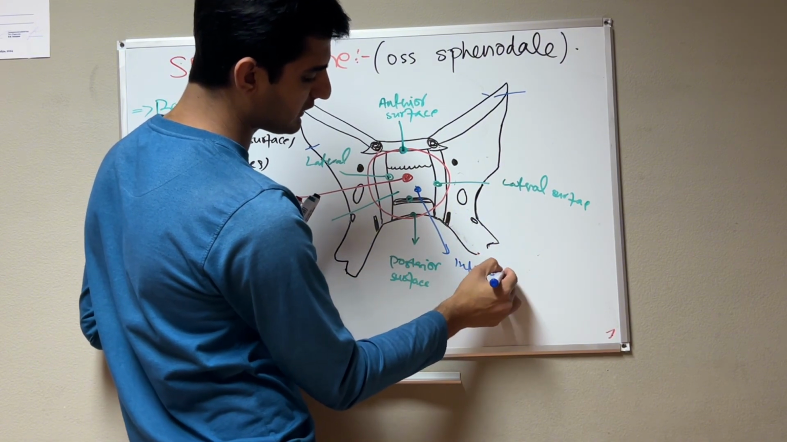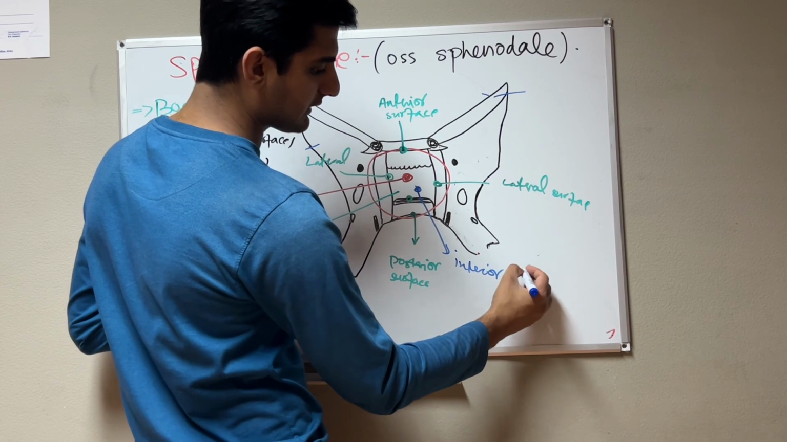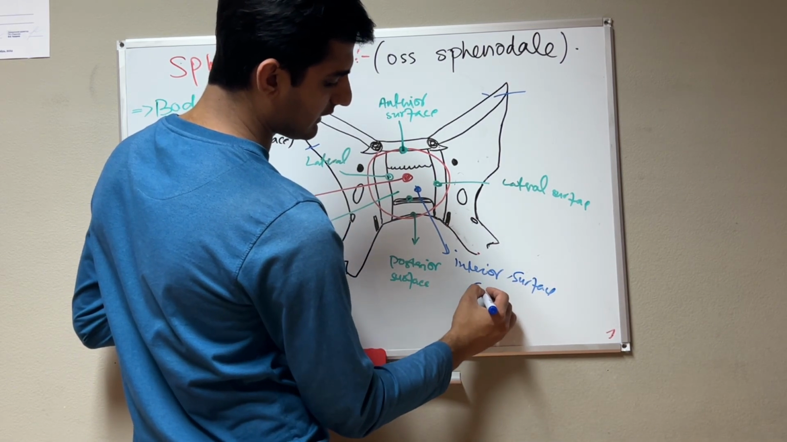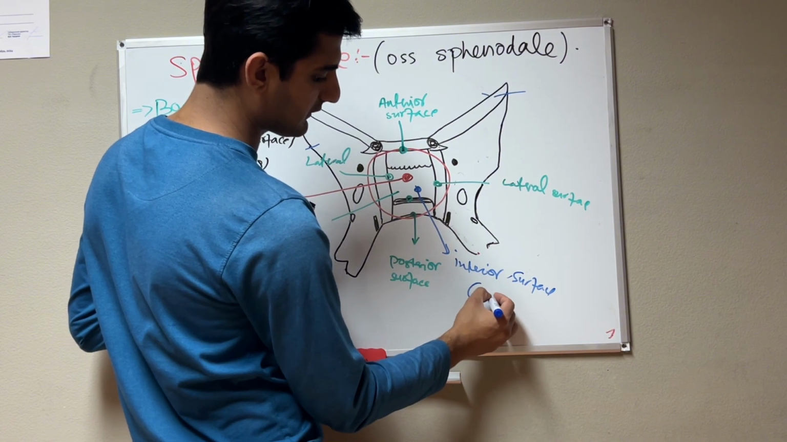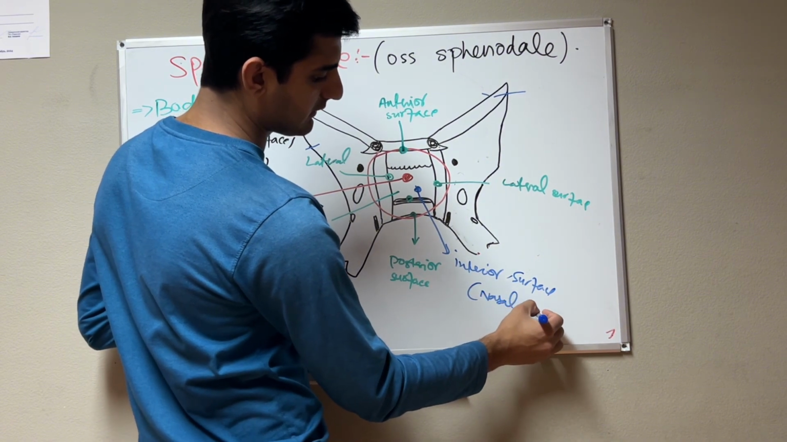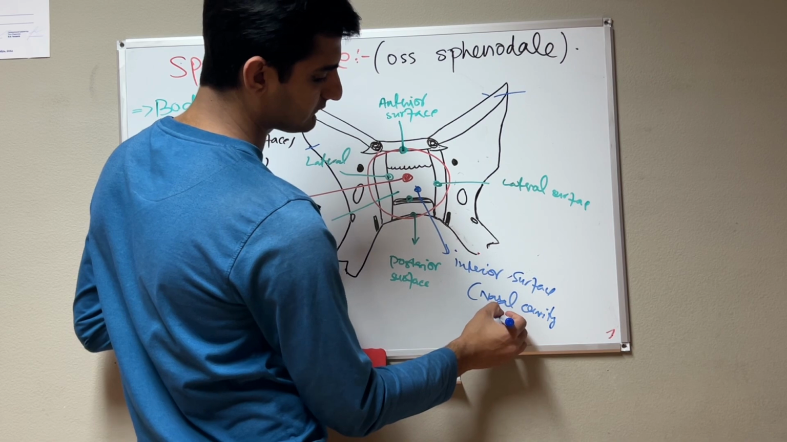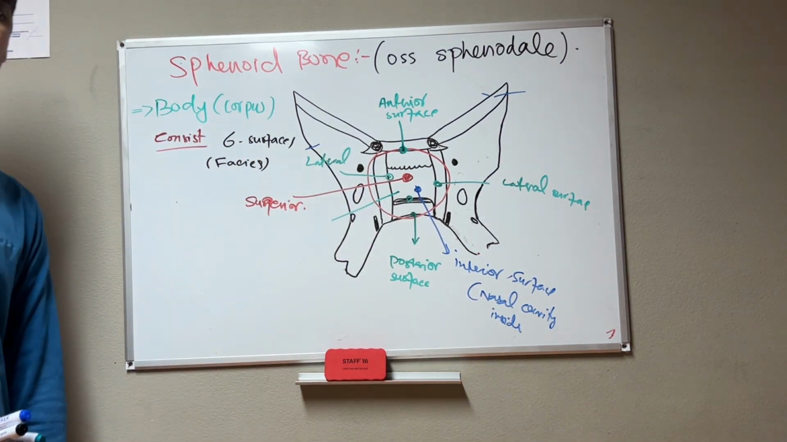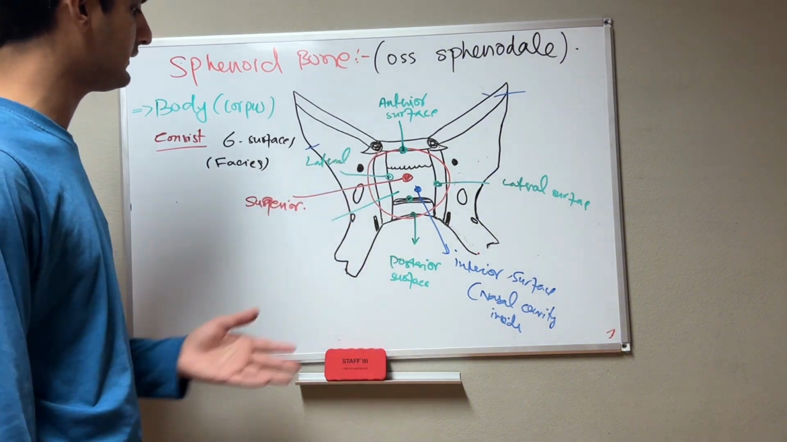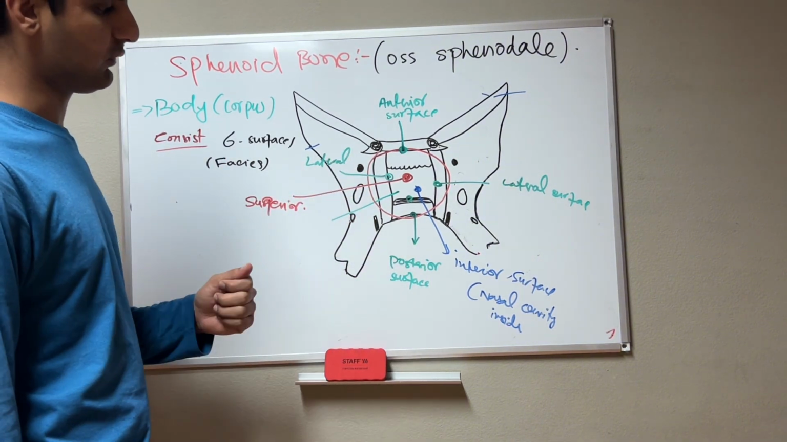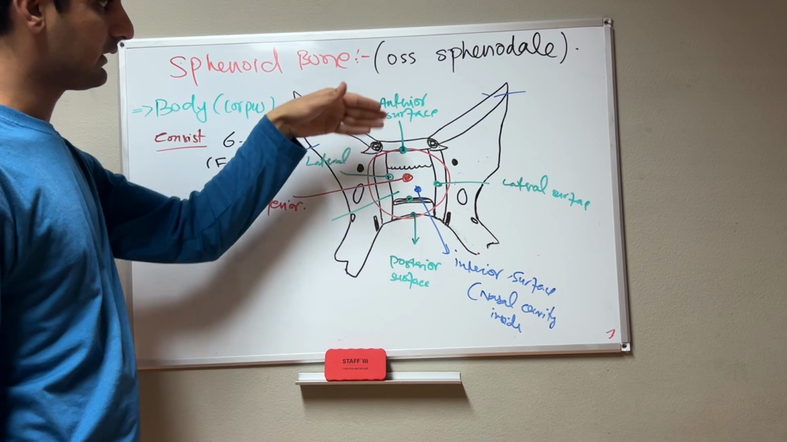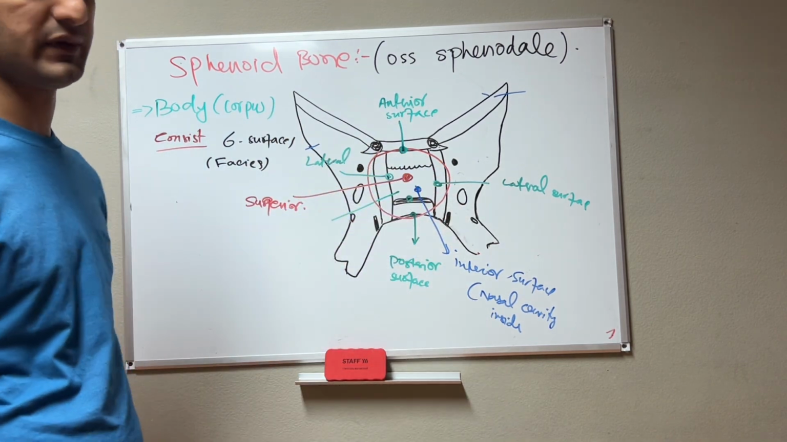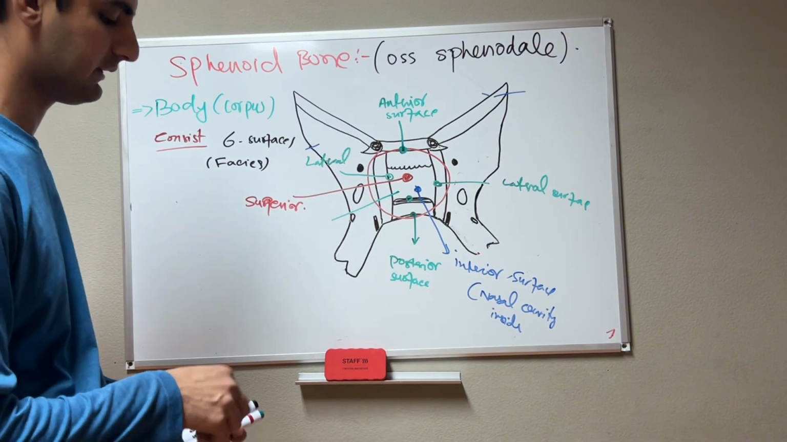The inferior surface you can find easily inside the nasal cavity. For memorization, think of the nasal cavity. These are the surfaces of the body of the sphenoid bone: superior, anterior at the front, posterior at the back, and two lateral surfaces in pair form. These are the 6 surfaces we discussed.